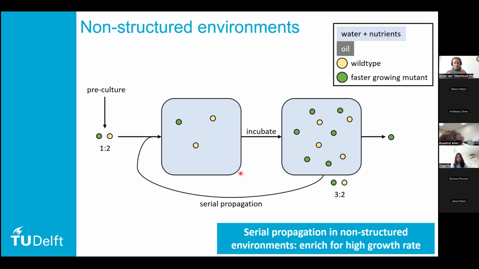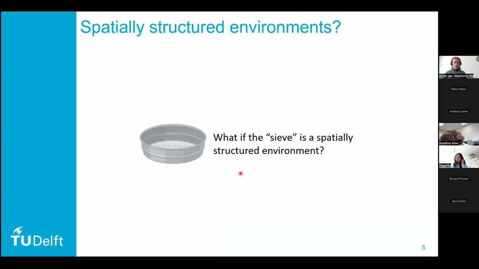But high growth rate is not always the thing we are interested in. So one of the questions we asked ourselves is, what actually happens if the sieve that we look at, this selective pressure, the selective environment, is a spatially structured environment instead of this non-structured environment where we always find these fast growers?